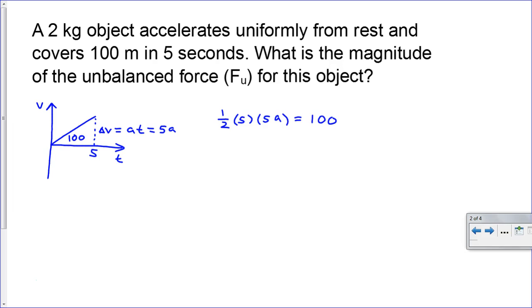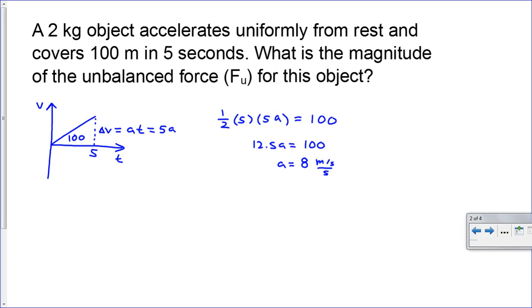So we simplify this down, and we end up with 12.5a equals 100. Divide both sides by 12.5, and you get that a equals 8 meters per second per second. I know that it's a little bit tricky there. You could have solved for the change in velocity and done it algebraically, and then just done change in velocity over change in time as well to get acceleration. Whatever way you do it, though, hopefully you find that the acceleration equals 8 meters per second per second.